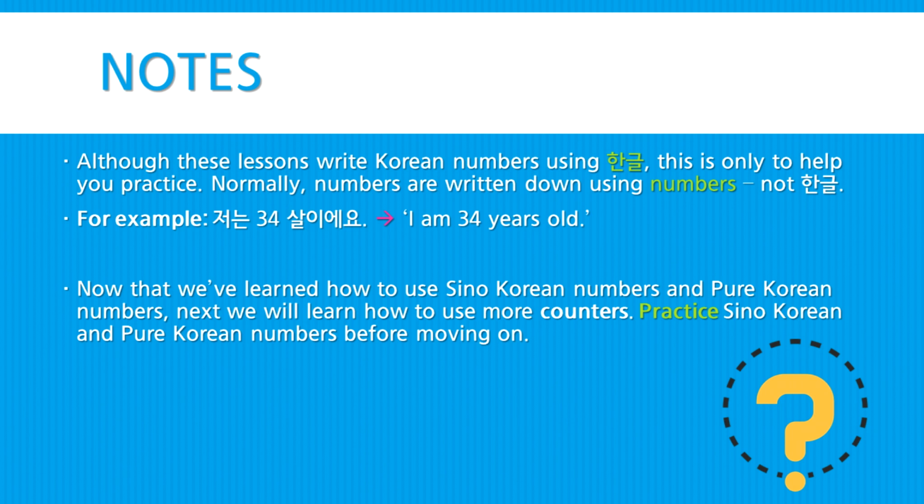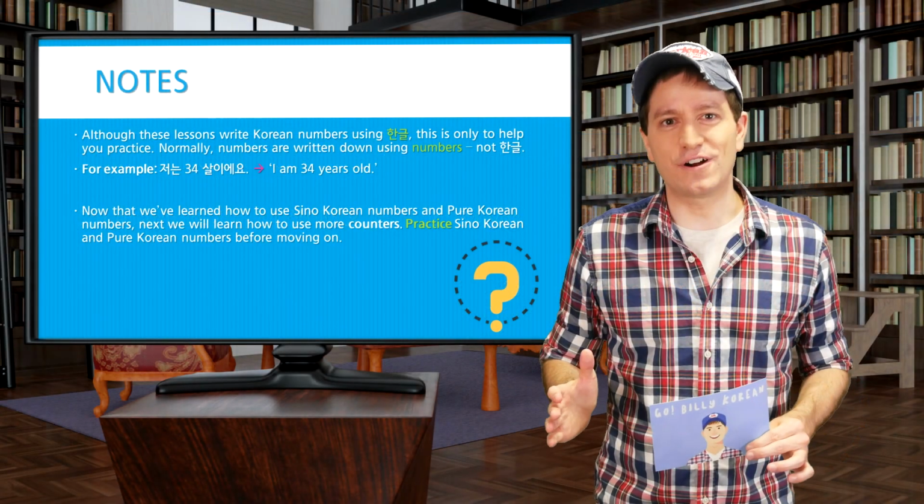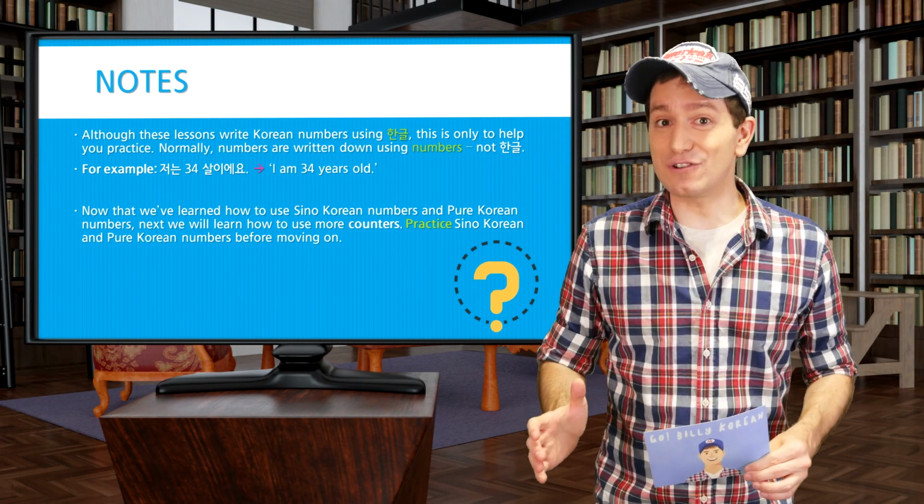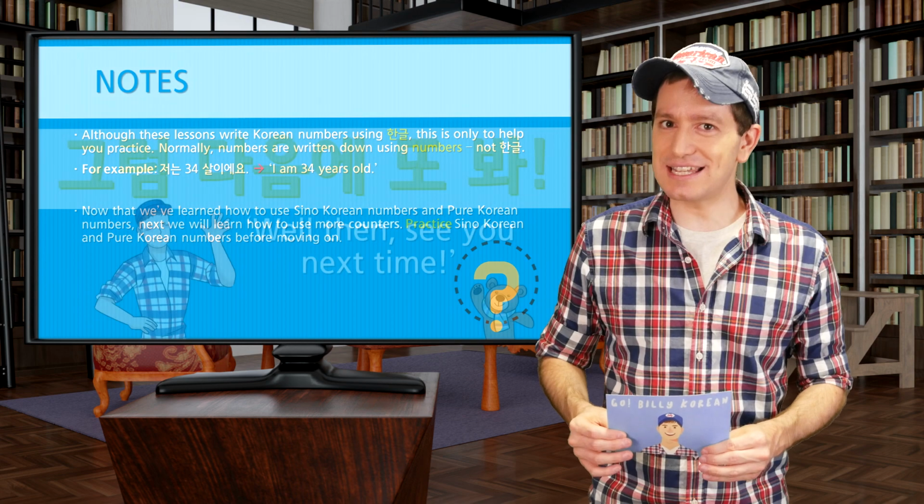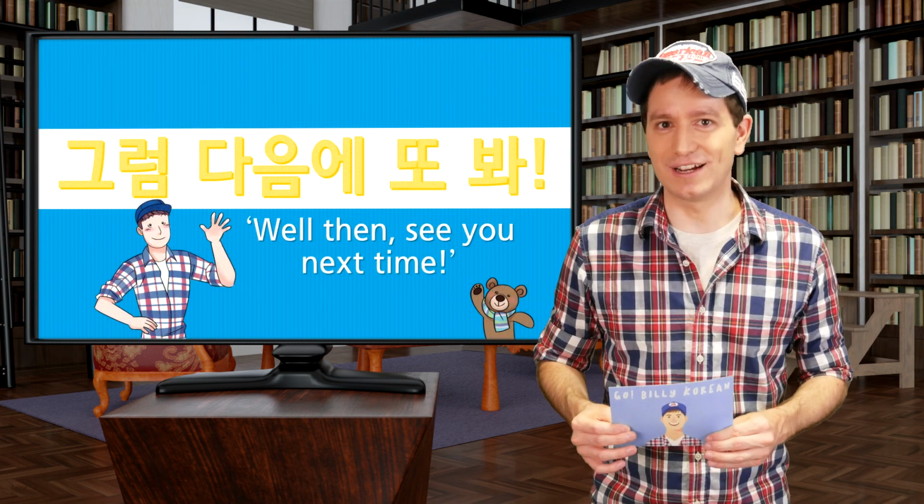And now that we've learned how to use Sino-Korean numbers and pure Korean numbers, next we're going to learn how to use more counters. So make sure to practice both Sino-Korean and pure Korean numbers before moving on. Alright, we've learned a lot so far in this lesson too, so practice everything and I'll see you again in the next lesson where we'll talk about counters more.